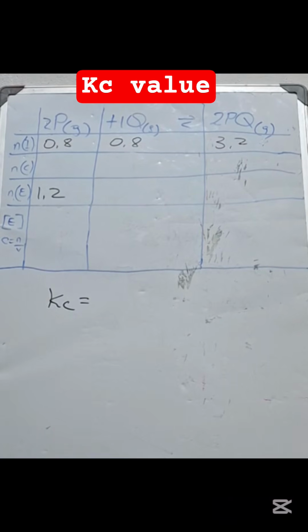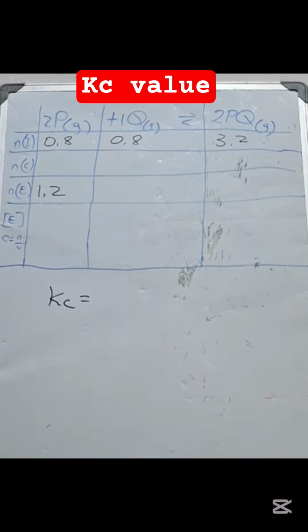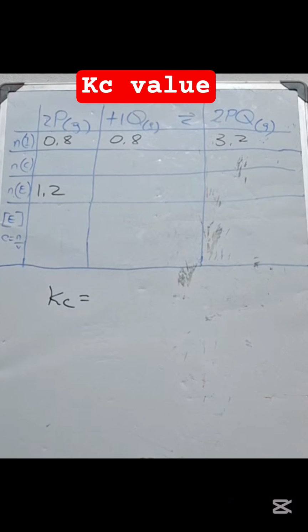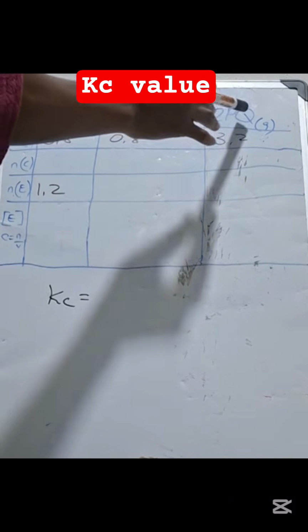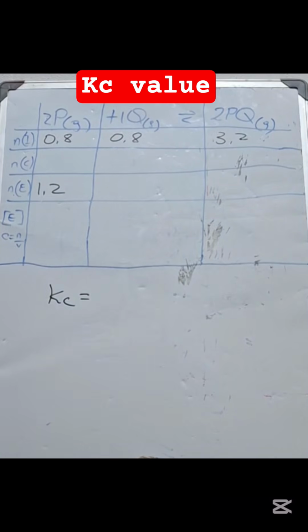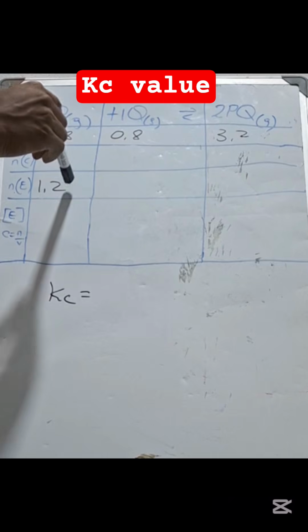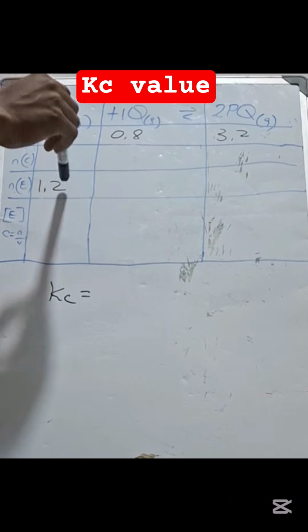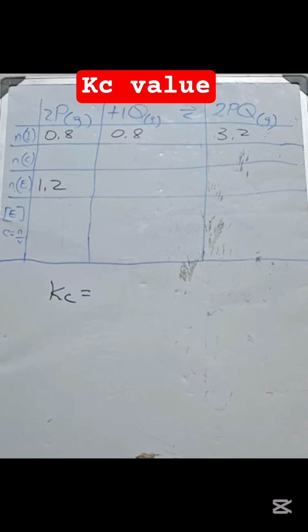Reaction at new equilibrium. In the statement we're given the number of moles of P at equilibrium, which is 0.8, the number of moles of Q at equilibrium, and the number of moles of PQ at equilibrium. Then the temperature was increased and a new equilibrium was established, which means we have two equilibria. So we have the number of moles of P at the new equilibrium, which is 1.2 mol.